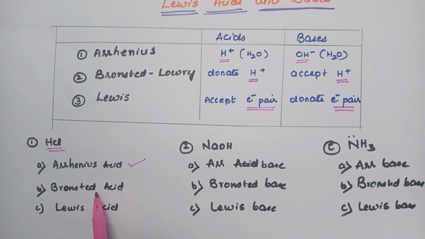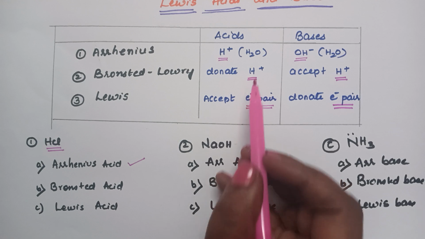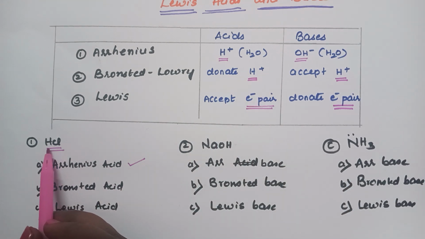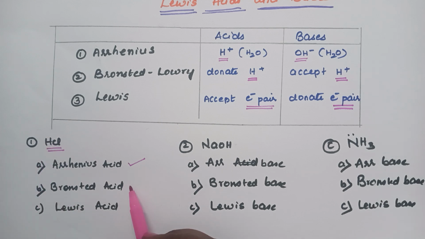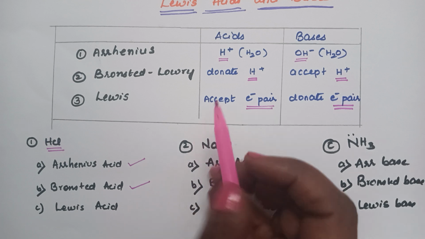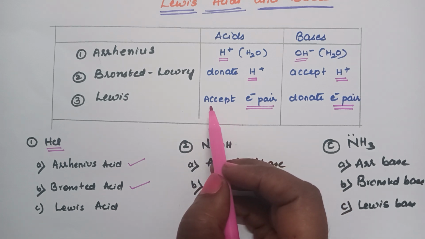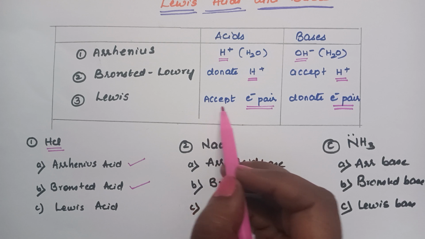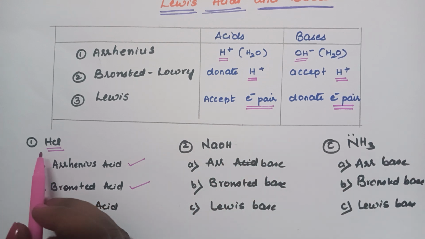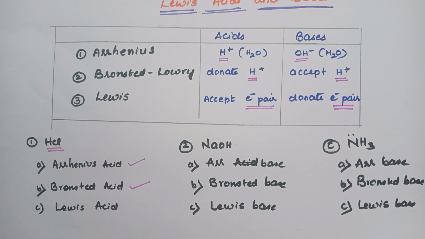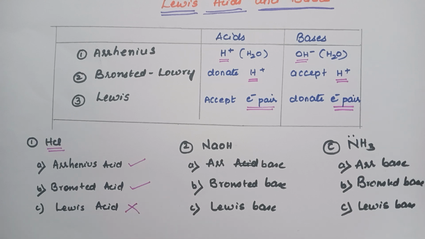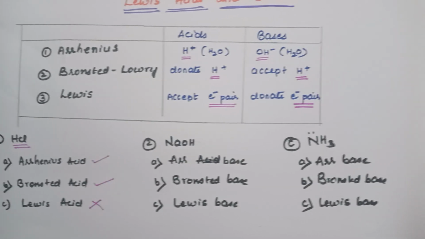Second is Bronsted acid. Will it donate a proton? Yes, HCl will donate a proton. So it will form H plus ion and Cl minus ion. Therefore this is a Bronsted acid. Next is Lewis acid. A Lewis acid should accept a pair of electrons. HCl will not accept a pair of electrons. Therefore, Lewis acid is wrong. So these two options are correct, but the third option is wrong. Next, we will go for the second example.